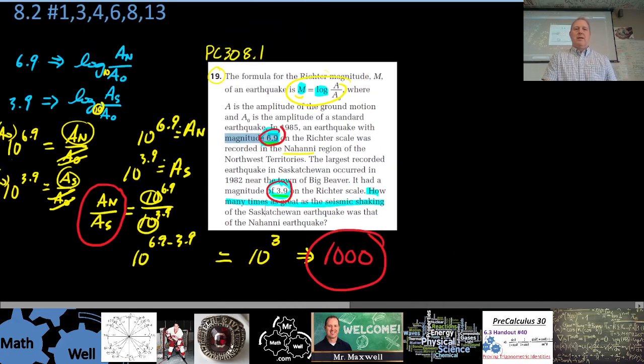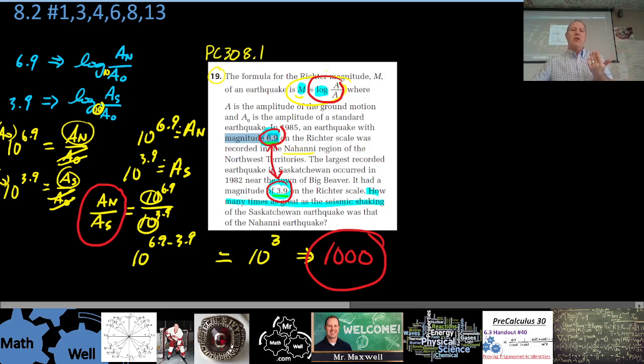Why didn't we just take the difference of 6.9 and 3.9 that was given in the equation? Well, you can't just take the difference here because that's 3. So the answer is not 3. The answer is 10 to the power of 3, right? So you just have to be careful. You have to understand that these come from log statements.